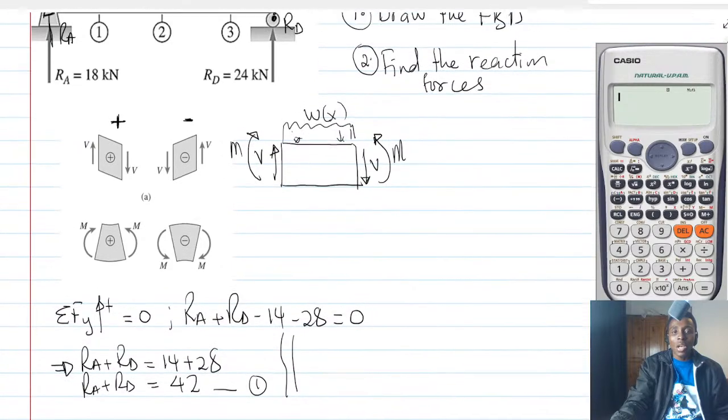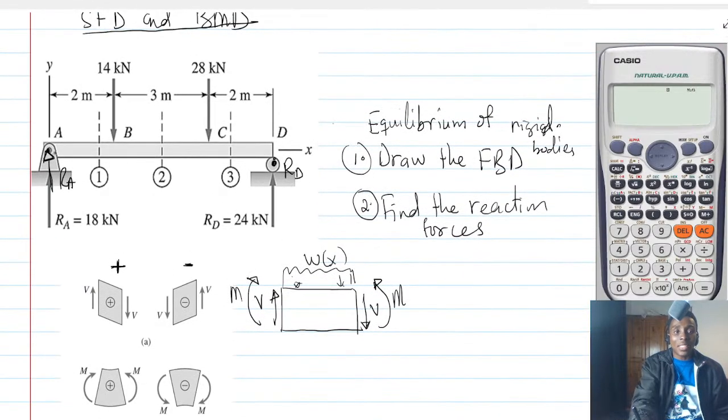Okay. So now we can sum moment at point A. So summation of moment about A. Every moment which is clockwise is positive, equals 0. That is the convention. So the choice is all yours. You can either choose clockwise or anti-clockwise. Is that clear? All right.